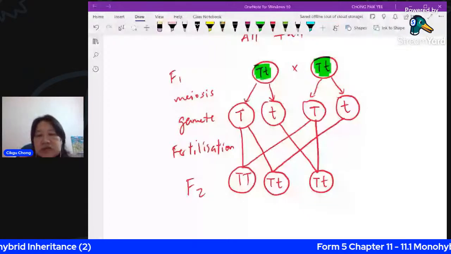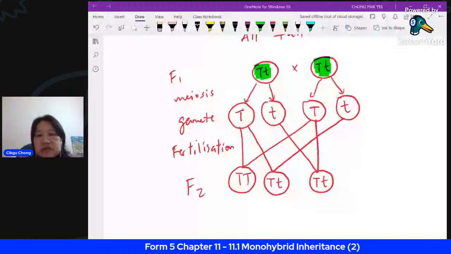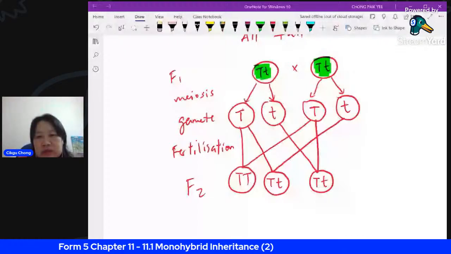Then you can have this and this. You will have small t, small t. Again, this is different already. Different from up here. Your F2 will have different combinations, right?